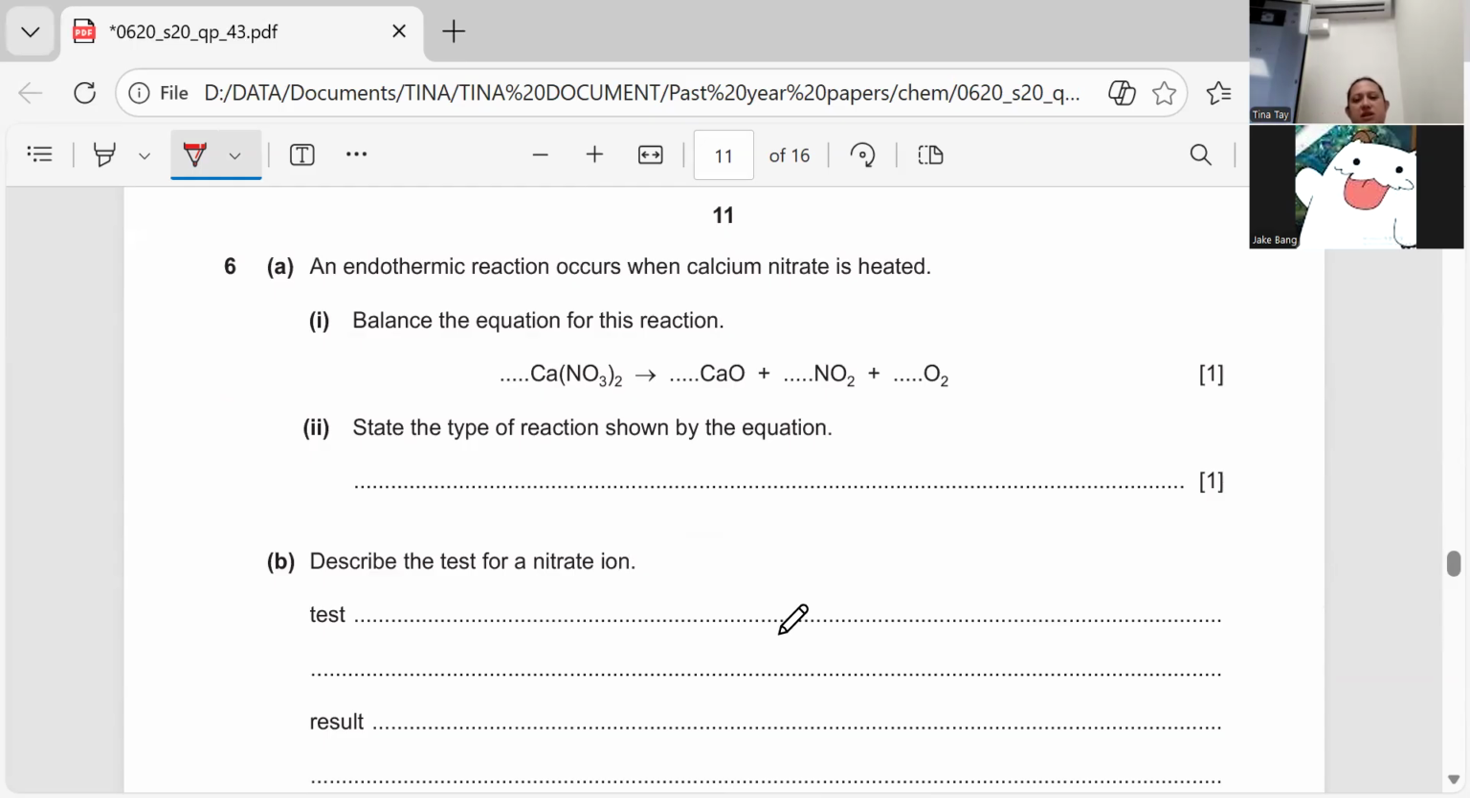An endothermic reaction occurs when calcium nitrate is heated. What is this called? Thermal decomposition.